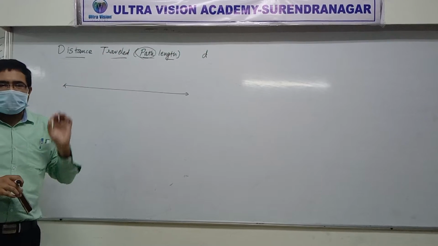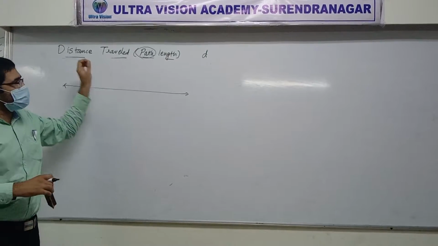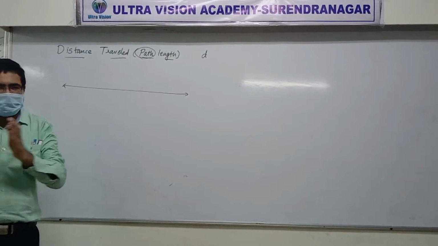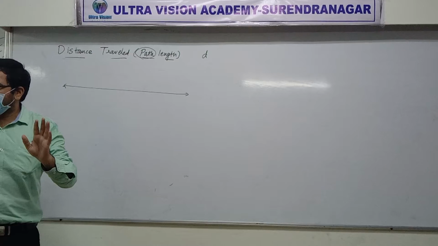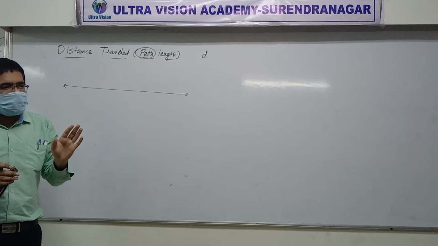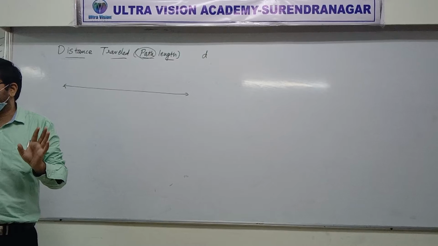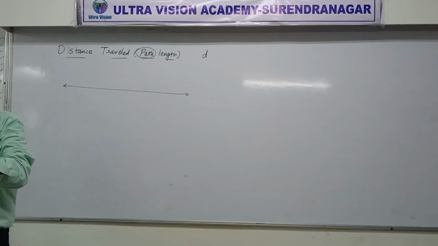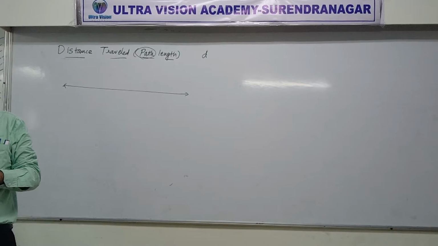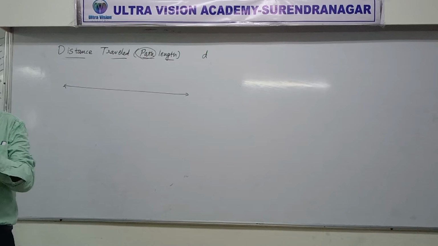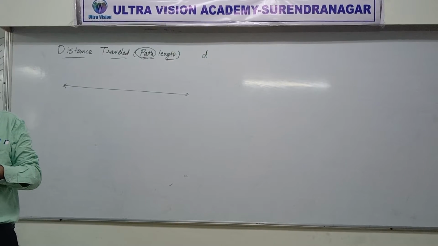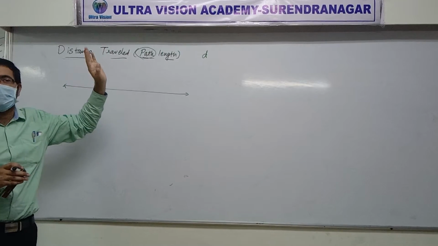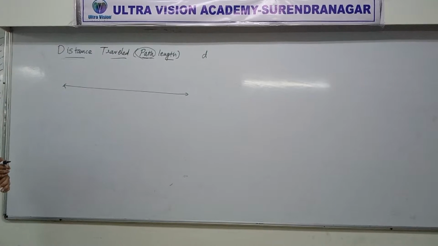Is that clear? If anyone tells you that distance traveled and distance are the same, just say, okay, thank you, namaste, bye bye. Because if you remain in company of such people, you are not going to understand physics. Is that clear? Distance and distance traveled, they are two completely different things. They have no relation with each other at all. The names look similar, but the meanings are completely different. I'll tell you why it's different.